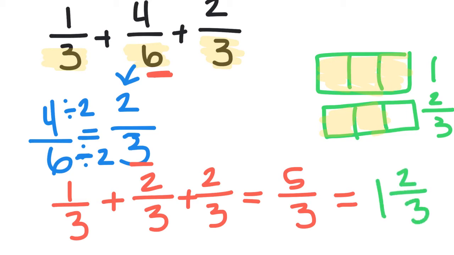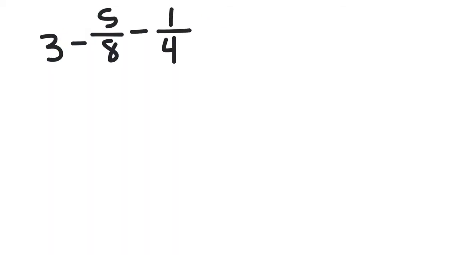So I can write 1 whole and 2 thirds. I also could have used my number strategy by looking at my 3 and asking myself, how many times can 3 fit into 5? And then how many would be left over? 3 can fit into 5 one time, which would get me to 3, and then there would be 2 left over to get me to 5. 3, 4, 5, 1 and 2 thirds. Let's now do a subtraction example.